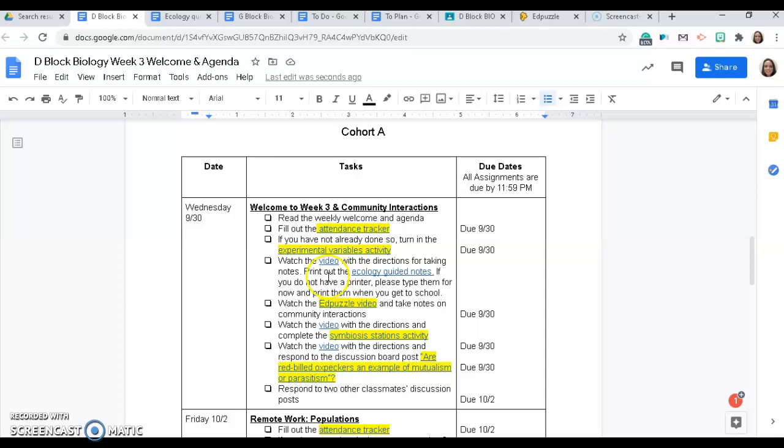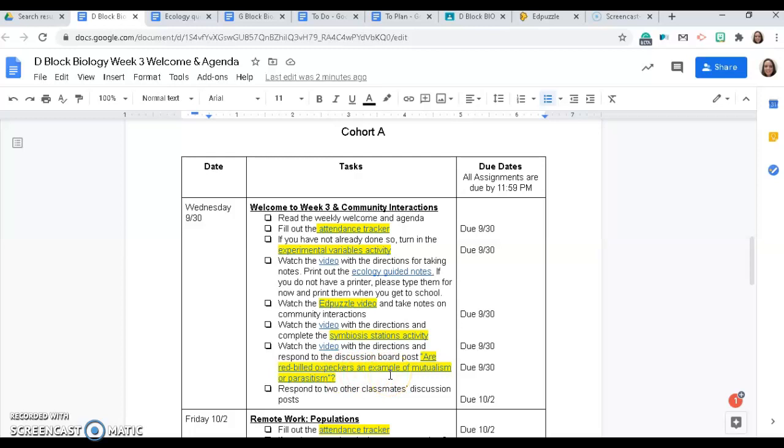After you finish that, there's the Edpuzzle video and the notes all about communities and introduction to ecology. Then there's an activity about symbiotic relationships, where you'll be looking at some examples of different organisms and identifying whether they are mutualistic, parasitic, or commensalistic. And then there's the discussion board post.